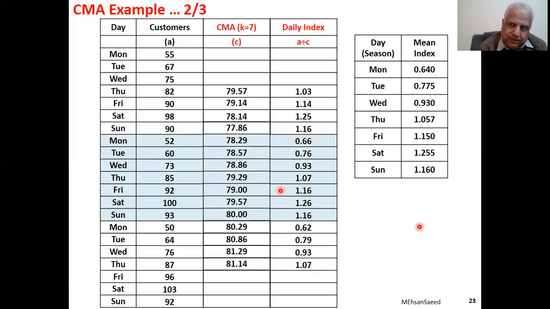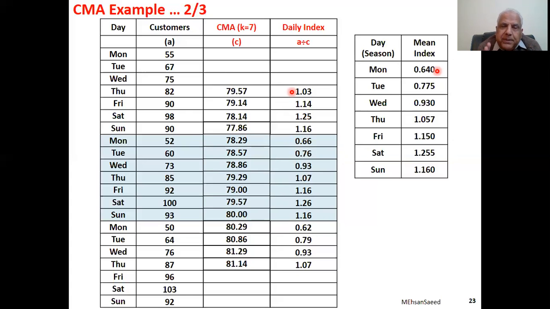Now these indices say a lot about logistics. If one represents 100 liters of milk, which the restaurant manager has to order, then on Saturday, he would be placing an order, multiply this by 100 liters, he will get a figure of 125.5. That means he'll place an order for 126 liters for Saturday. For Monday, multiplying this figure by 100, he has to place an order for 64 liters.